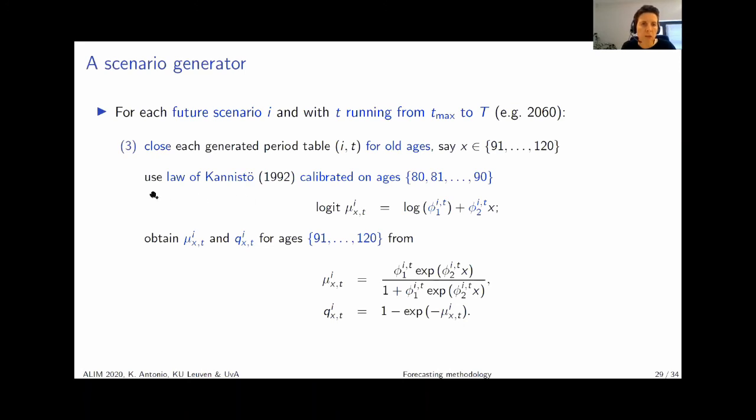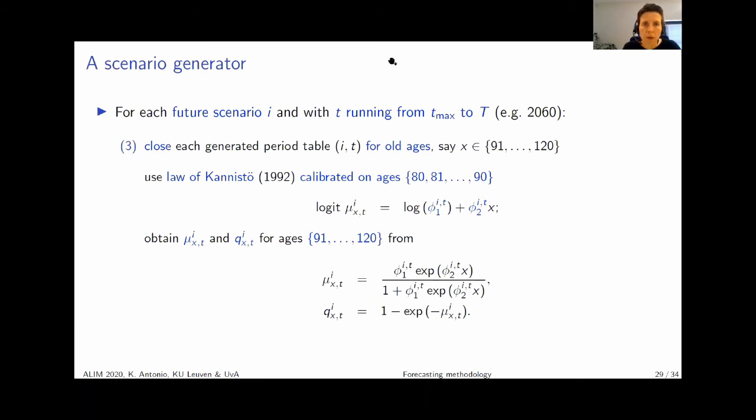So that's how I want to apply it. And I'm going to calibrate this Canisto law on a certain set of ages, say from 80 to 90. I'll get a parameter value, phi1 and phi2, which is specific for year T and for scenario I, right? And using those parameter values, I can then close my mortality scenarios. I can close them for old age mortality. So let me take a moment to explain that with the iPad a little bit with some more details.